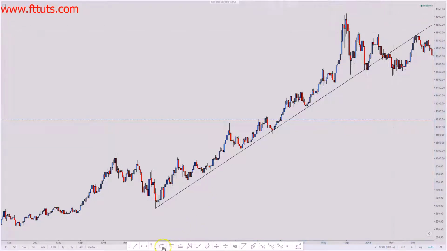Okay, so point 1, point 2, and then look how many touches we have over here. Boom, boom. We have a lot of reactions, so this is a very good trend line. The more reactions you have, the better. Here, we have a near miss right there.